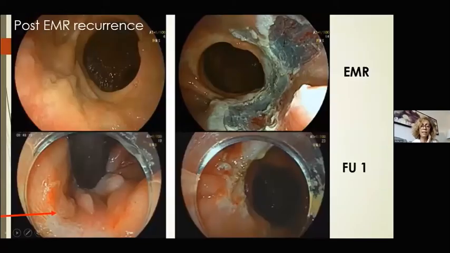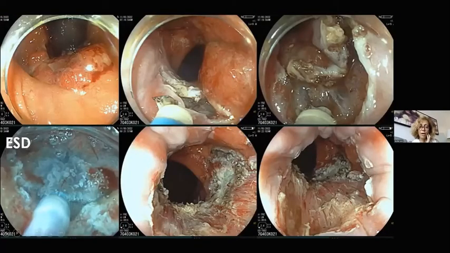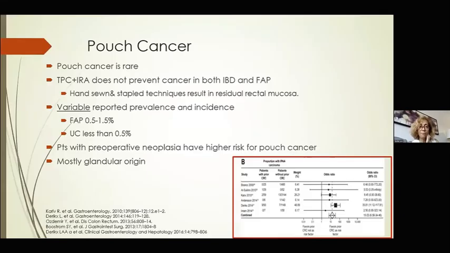This is the second case that had local recurrence after EMR. And you see it here, there's like the scar of the resection and nearby a villous lesion that was resected and then treated with soft coagulation. This is the ESD case that was successful in the cuff.